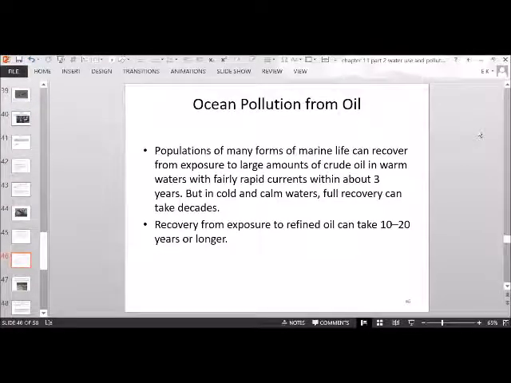Populations of many forms of marine life can recover from exposure to large amounts of crude oil in warm waters with fairly rapid currents within about 3 years. But in cold and calm waters, full recovery can take decades. Recovery from exposure to refined oil could take 10 to 20 years or longer.